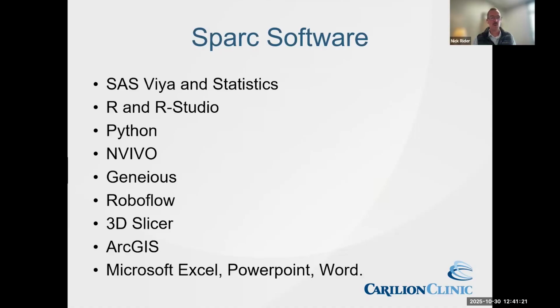Excuse me, NVivo, the qualitative software. Genius, I have never used, but I understand that it is for microbiology and genomics of microbiology. RoboFlow is an image processing platform, and 3D Slicer is as well. ArcGIS, I know many on the call are familiar with this for geographic functionality, mapping, and a whole suite of tools there, as well as basic Microsoft tools. So lots of tools that are already present in the Spark environment that will be made available to you as you need, for your individual software or your individual use cases.